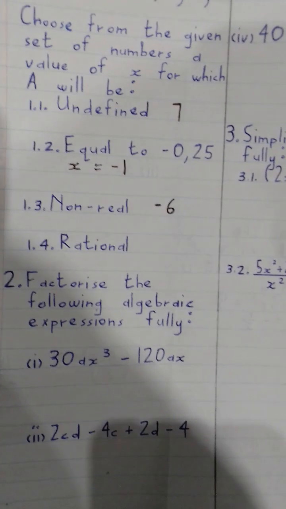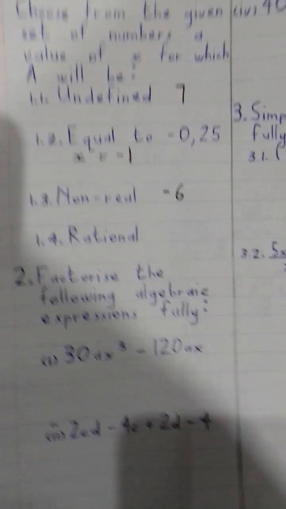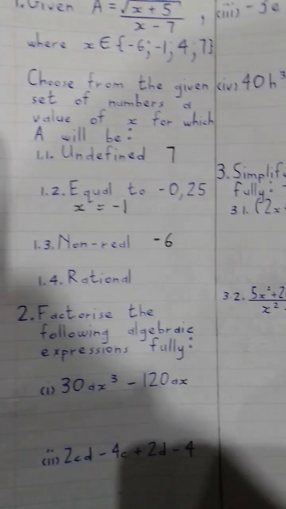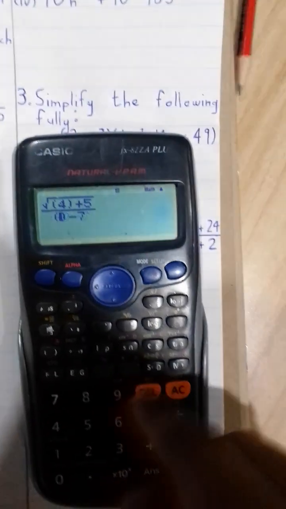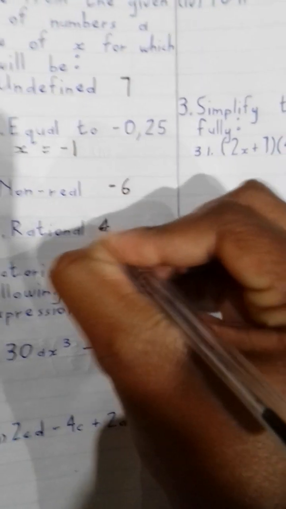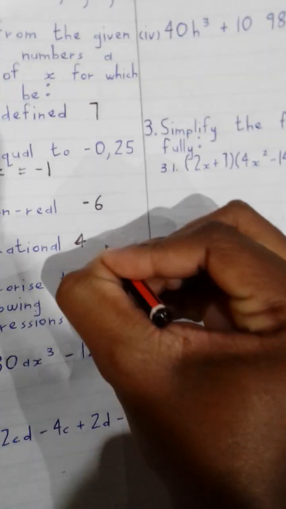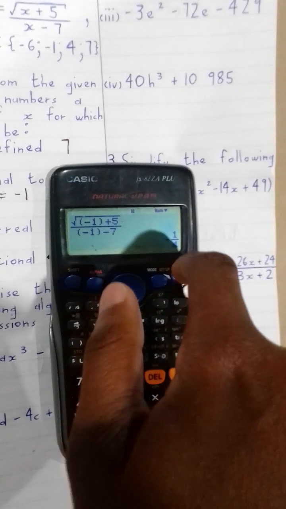Rational, remember rational, it can be written in the form a over b as a fraction. Now we have 7, negative 1, negative 6. Let's try 4. Negative 1 is negative 1 over 1. So we can take 4. But please note that examiners will also accept x is negative 1, because when x is negative 1, it's negative 1 over 4, which is still in fraction form.